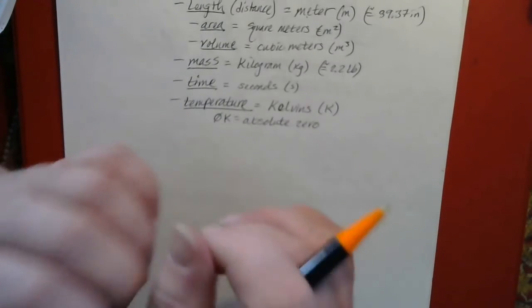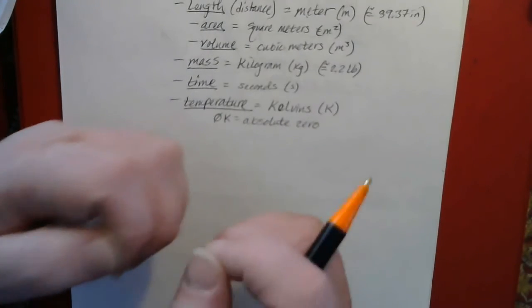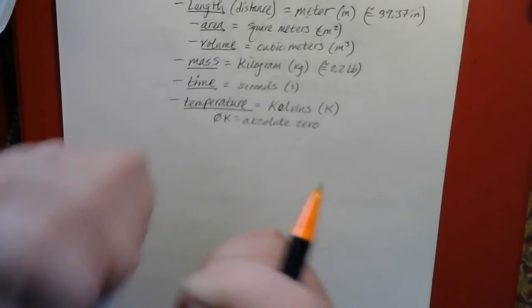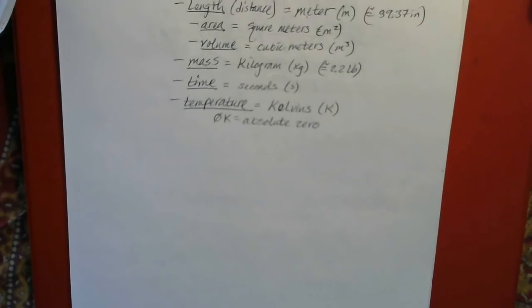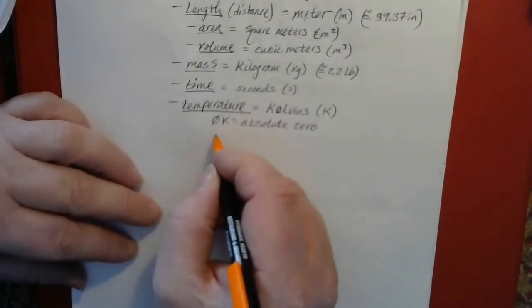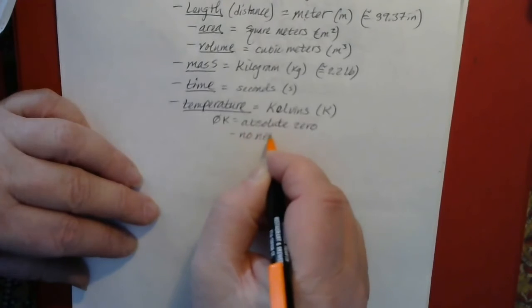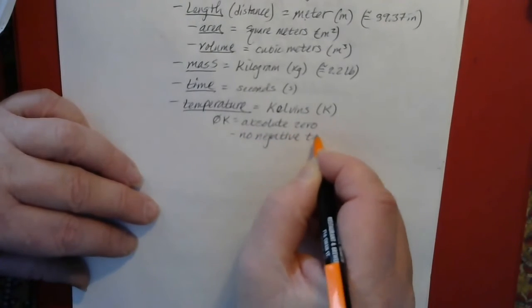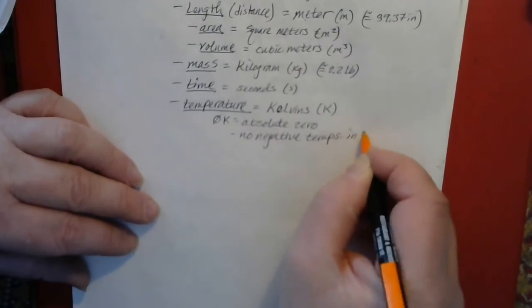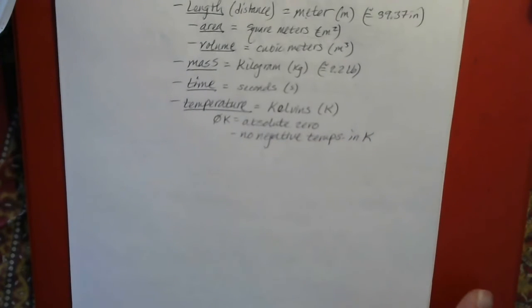Absolute zero being the point at which all motion stops, including molecular or atomic vibrations. It is the lowest temperature that is even theoretically possible. So in the Kelvin system, you will have no negative temperatures ever. That's something that's useful to keep in mind, because if you're doing any kind of calculation to try to determine a temperature in kelvins and you come up with a negative number, something's wrong. Definitely. No such thing as a negative temperature in Kelvin.